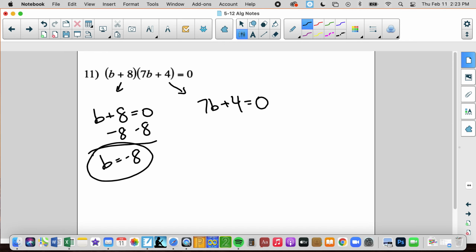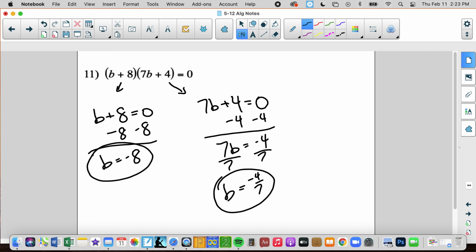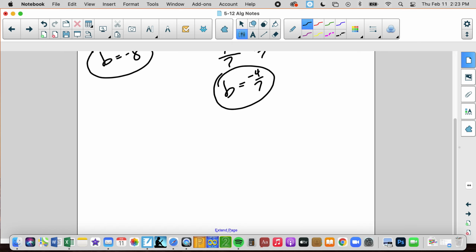And this one, oh, now this is a two-step problem. So with a two-step, we always get rid of whatever is being added and subtracted first. And then we're going to divide. And b equals negative 4/7. So there are our two solutions. How do we write that? Numeric order, negative 8 is smaller than negative 4/7. So the bigger always goes to the right.